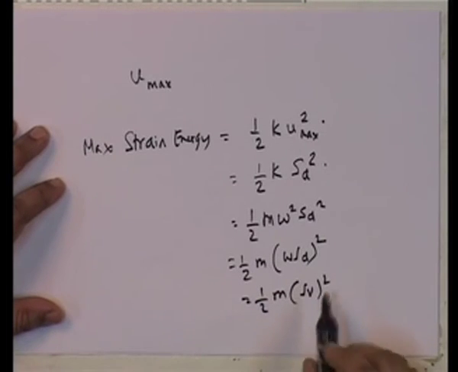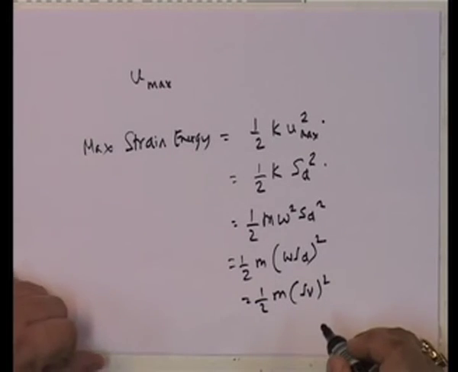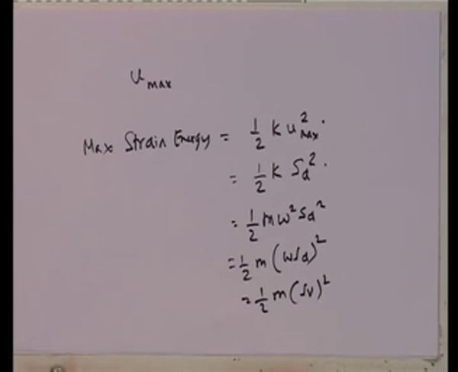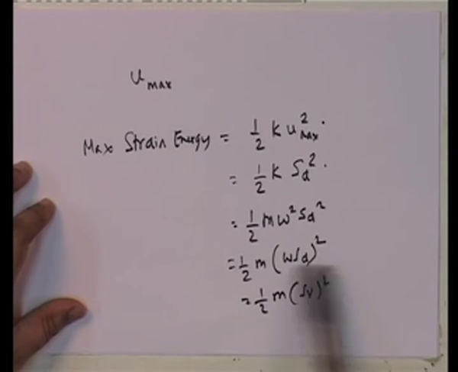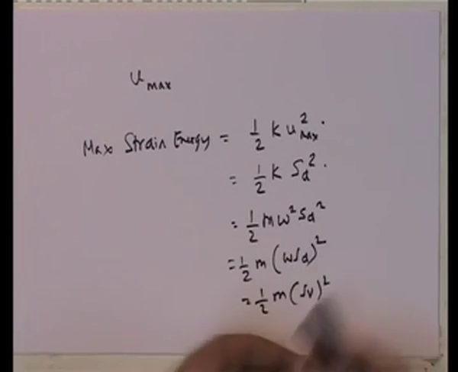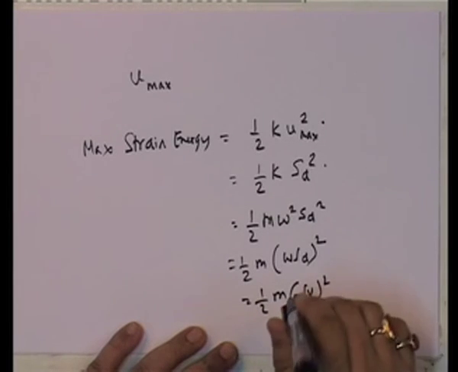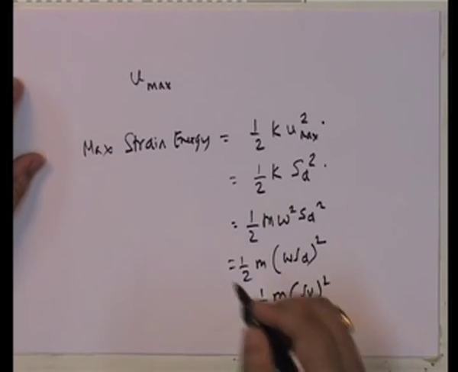And so, now what are the units of S v? Obviously, velocity. What is the maximum strain energy? It is equal to half m into the pseudo velocity spectrum squared. So, think about it. This looks like maximum strain energy is equal to maximum kinetic energy. It looks like a kinetic energy term, does it not? Except that it is not kinetic energy, because it is a pseudo velocity spectrum.